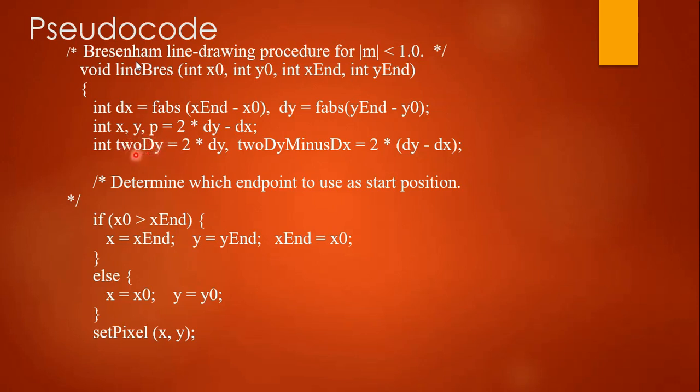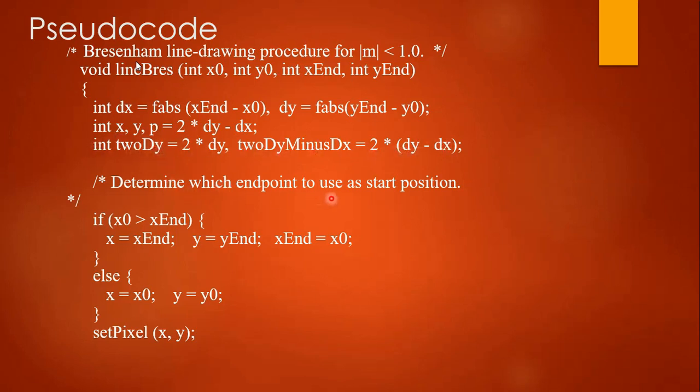So you need to calculate 2 delta y. How do you calculate 2 delta y? That is 2 into delta y. And how do you write for this? 2 dy minus dx, so this can be elaborated as 2 into dy minus dx. This is a formula we have there, and for later calculations we might be using this.